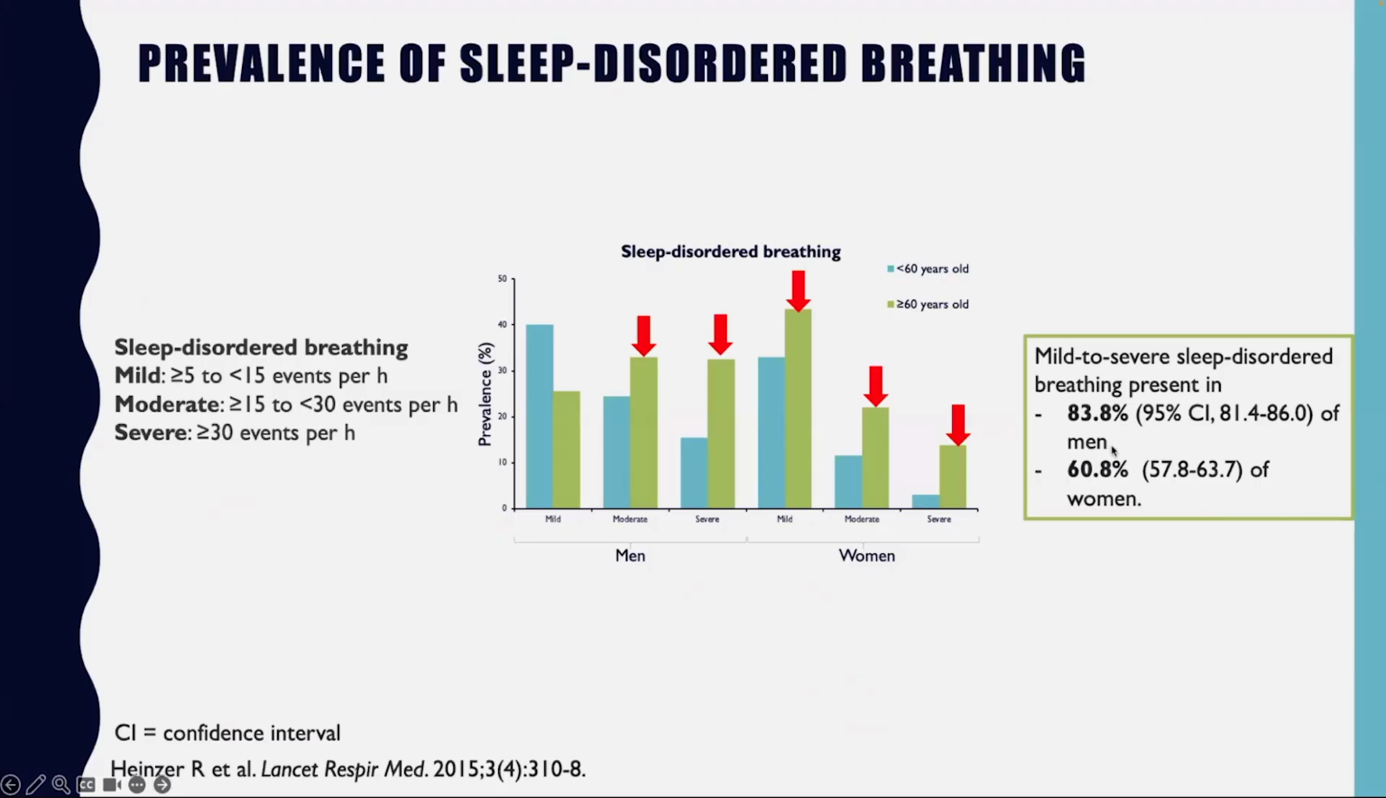The whole point of this graph really is to show you the prevalence of sleep disordered breathing, which is stratified by gender and age. So in green, you have patients that are greater than 60 years old. And what I really want to point out here is that, simply using the diagnostic criteria that we have today, sleep apnea is much more common in patients over 60 years old, as you can see by these green bars on this graph.